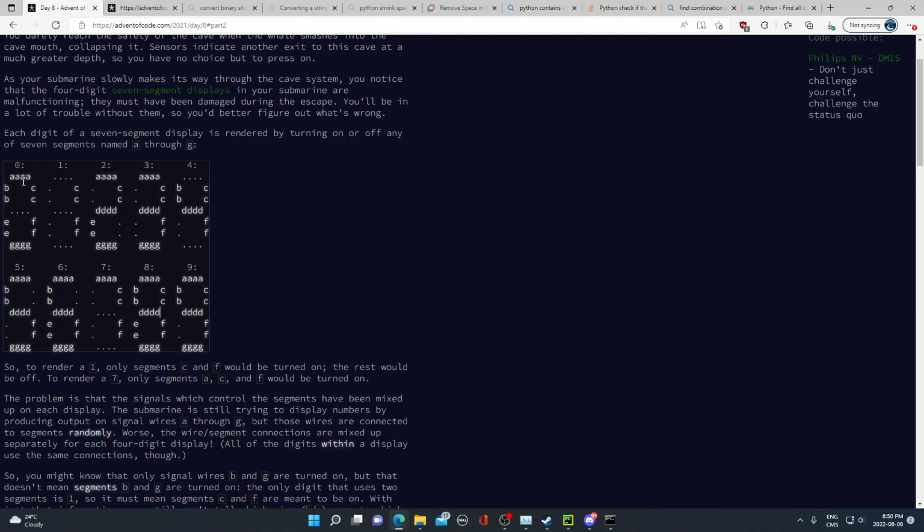So we go by length. Length 6. If it doesn't have D, it's 0. If it has C, then it's 9. If it doesn't have E, it's 9. If it doesn't have D, it's 0. If it has both D and E, then it is 6.